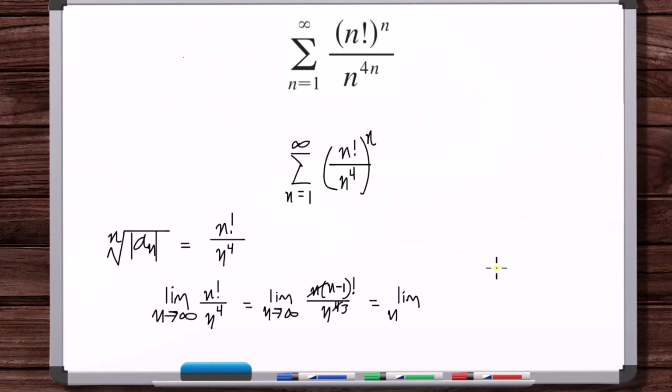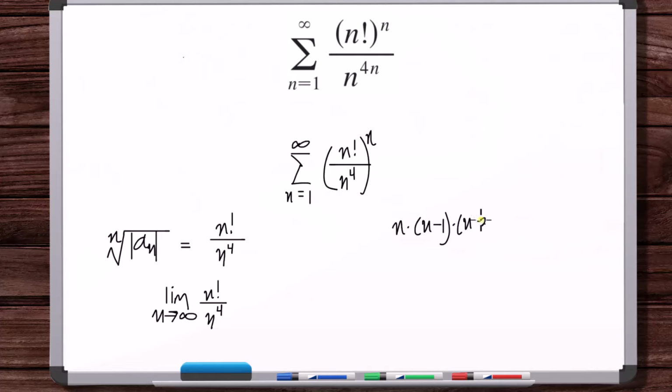Let's go back to the original form. I think it'd be easier to visualize, and just n factorial over n to the 4th. All right, so we've got n times n minus 1 times n minus 2 times 3 times 2 times 1 over n times n times n times n.